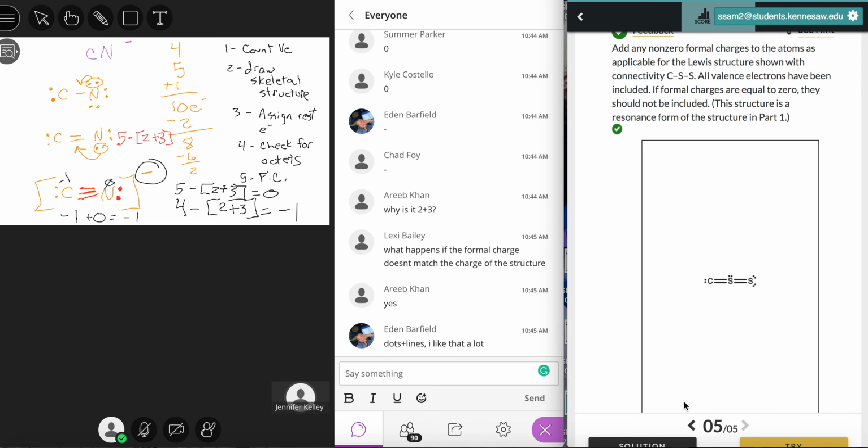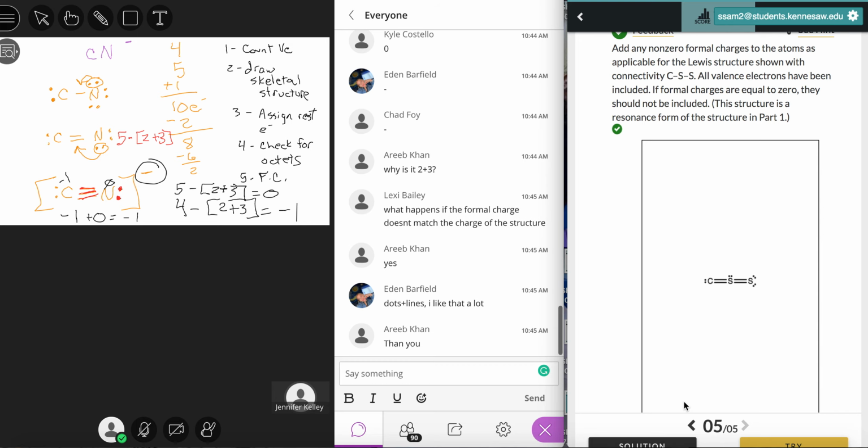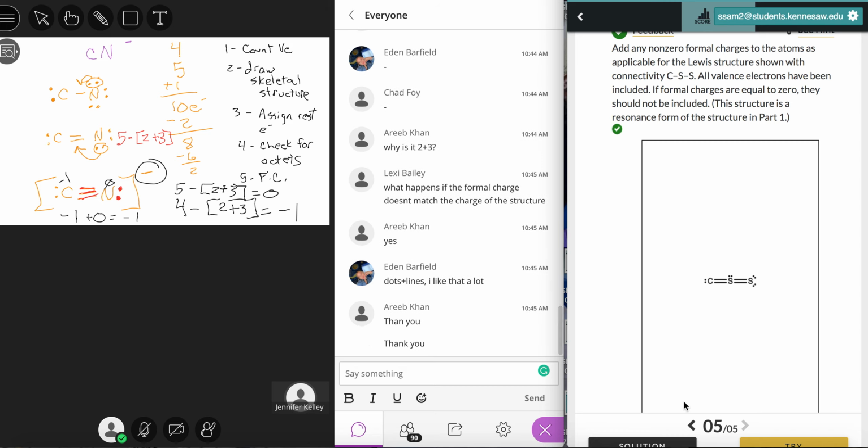Okay, so what happens if the formal charge doesn't match the charge of the structure? There could be a couple of things that went wrong. One, you could have assigned the formal charges wrong, so you might want to go back and recheck the charges. The next thing you also want to check is you want to make sure you counted up the valence electrons correctly. A lot of times if it doesn't equal the charge, most of the time you just didn't count the valence electrons correctly. I think those are pretty much the only 2 things that are going to do that.